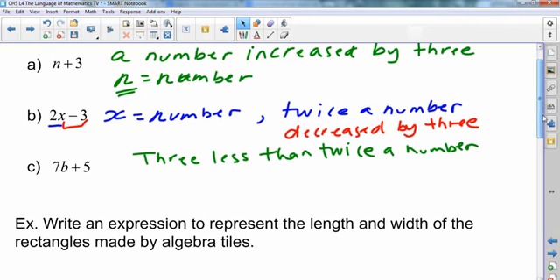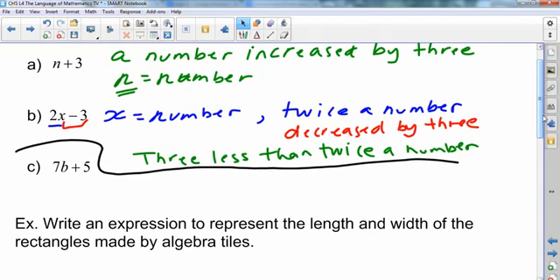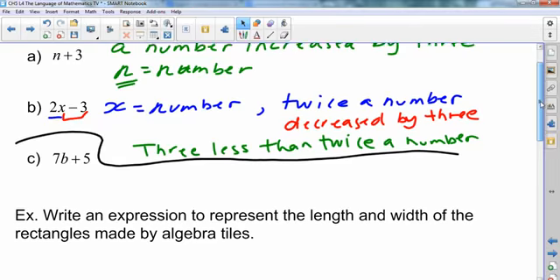And then the third one, I will let you try something for that one on your own, but make sure that you're identifying what B stands for.